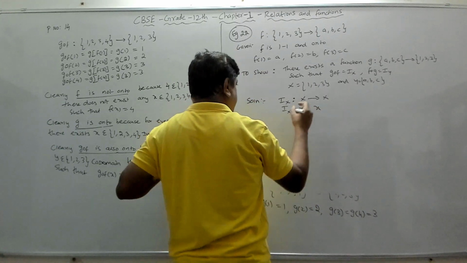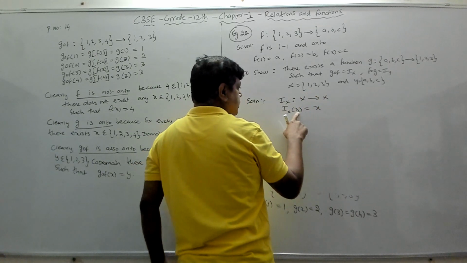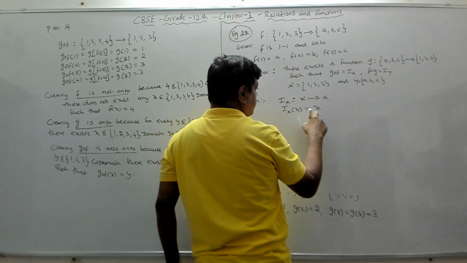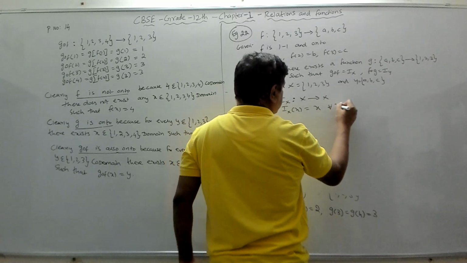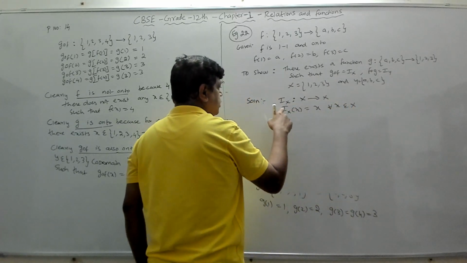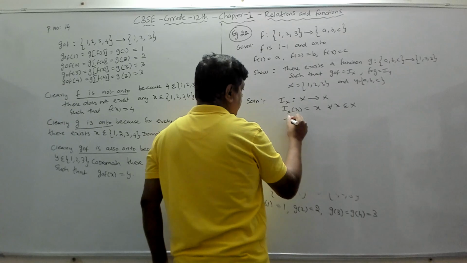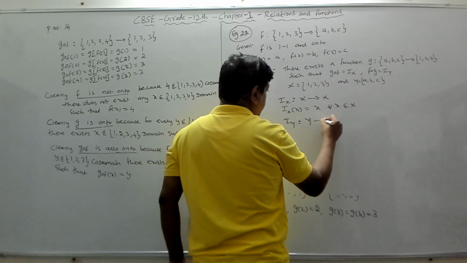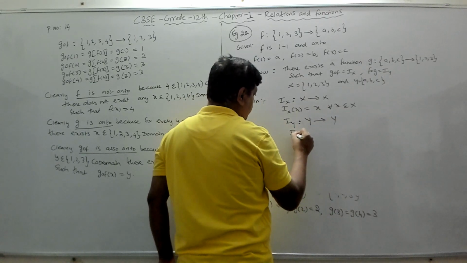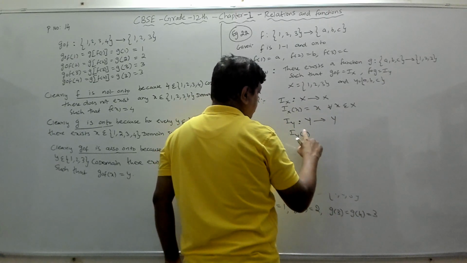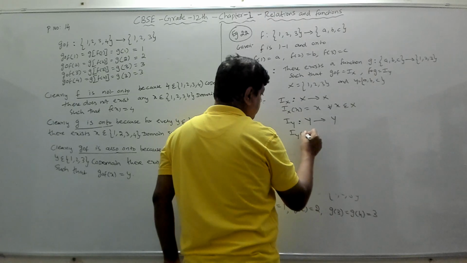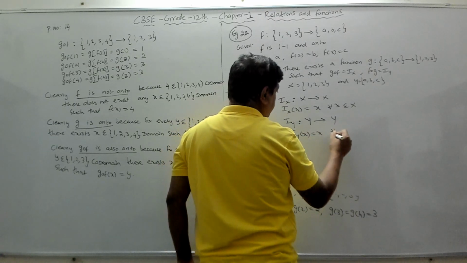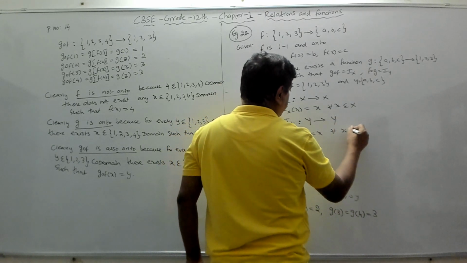Ix of x is equal to x. This capital X is a set. This small x is an element of the set. So Ix of x will be equal to x for every x belonging to X. It's an identity function on set X. What is the meaning of Iy? Iy means it's a function from set y to set y, Iy of x equal to x for every x belonging to this set y.